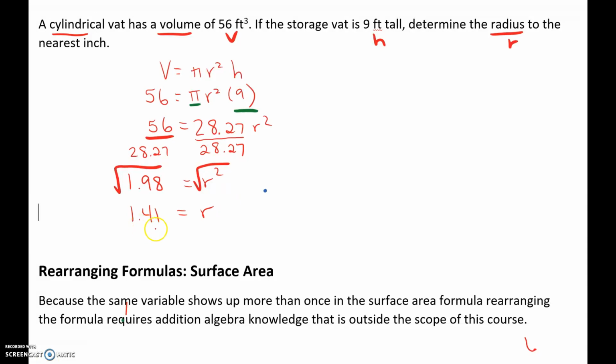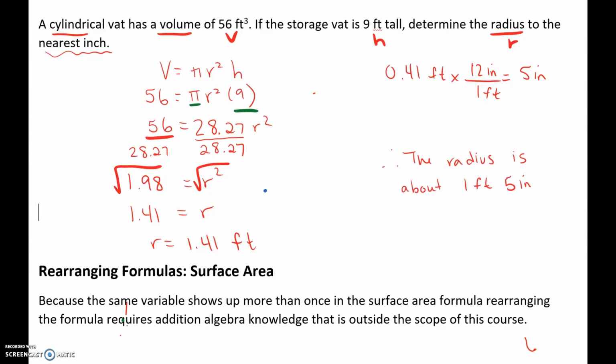Last thing we need to do is think about units. What units were we working in? Both our height measurement was in feet and our volume measurement was in cubic feet, meaning that our radius measurement is 1.41 feet. We're asked to report our answer to the nearest inch, so we need to convert between feet and feet and inches. Converting the decimal portion of the foot measurement to inches, we end up finding that the radius is 1 foot 5 inches.